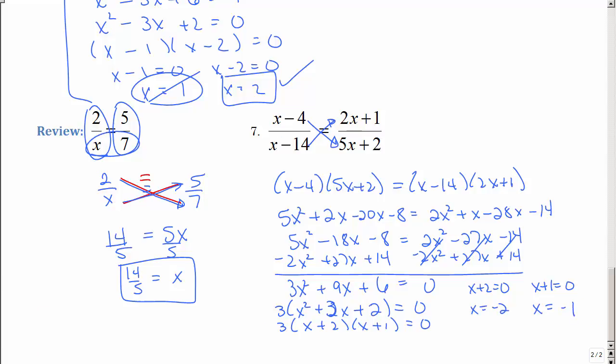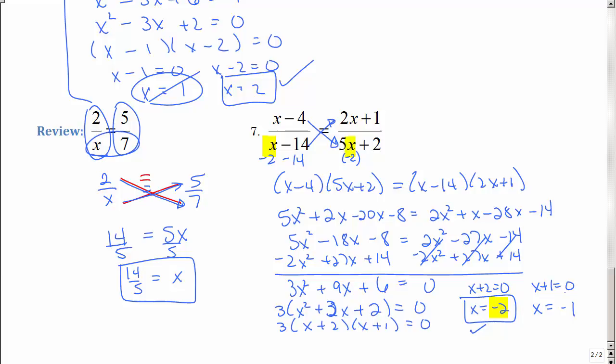Now where do I have to check those? Here and here, just the denominator. Okay, so if I plug in negative 2 here, negative 2 minus 14, is that 0? No. If I plug in negative 2 here, 5 times negative 2 is negative 10 plus 2. Is that 0? No. So that's okay.